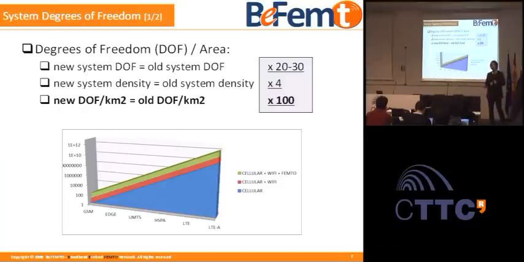Now, also every time you introduce a new system, you have a cell coverage which is significantly smaller, and the average is that for every previous old base station, you have 4 new ones. So what you figure out is that your degree of freedom per area is increasing every time you introduce something new by a factor of 100. This is 2 orders of magnitude.